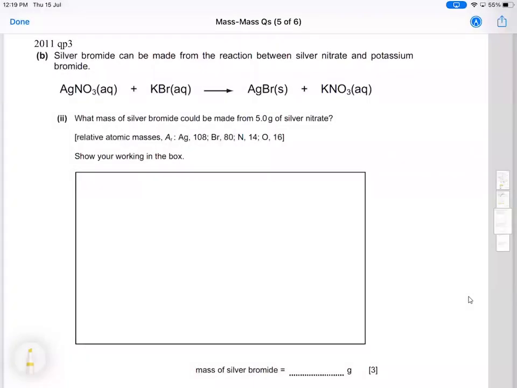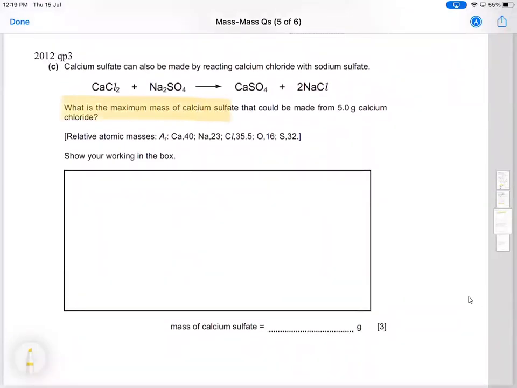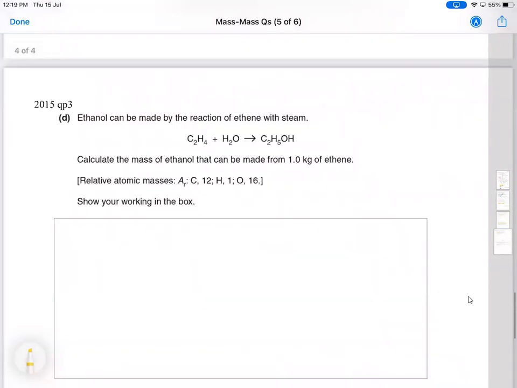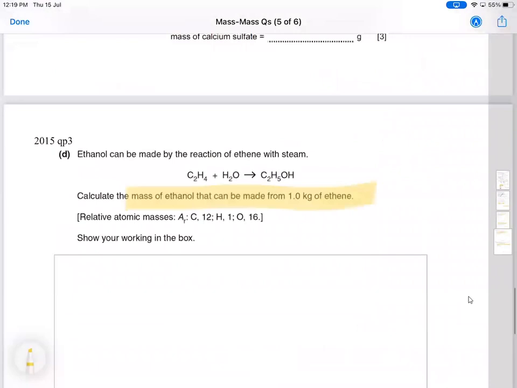Cool. So exactly the same thing. What mass of silver bromide can be made from 5 grams of silver nitrate? What's the maximum mass of calcium sulfate from calcium chloride? Calculate the mass of ethanol that can be made from 1 kilogram of ethene. Cool. So you'll see that it's basically exactly the same kind of questions every single time.